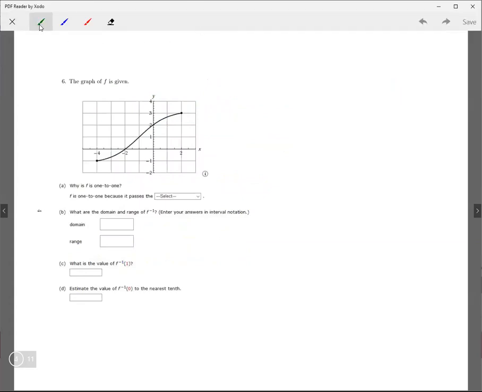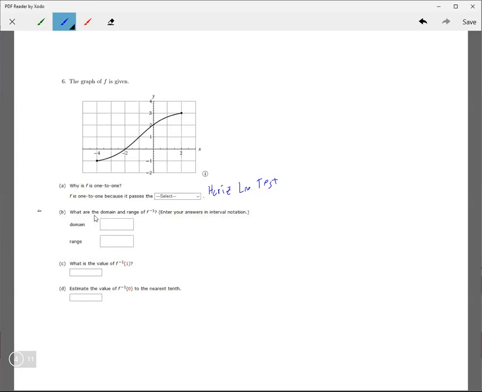Okay, so let's take a look at this one right here. This is a one-to-one function. Notice that it satisfies the horizontal line test. So part A is, it passes the horizontal line test, so it is one-to-one. Now the thing about domain and range is the domain of a function will be the range of the inverse, and the range of a function will be the domain of the inverse.